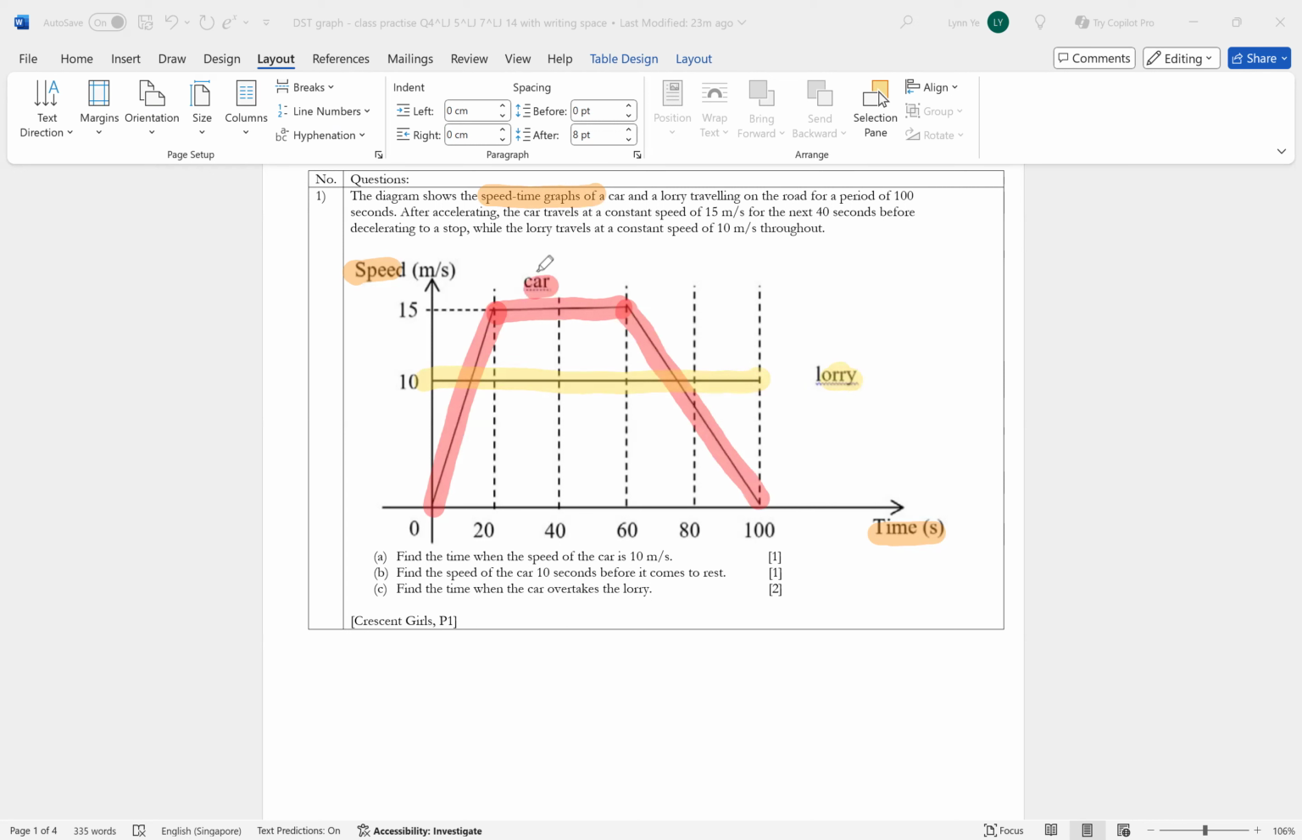Now, what did they say? The key thing is they say that it is for a period of 100 seconds. So let's look at it. Is it really up to 100 seconds? Yes. Can you see here? It's up to 100 seconds. Okay, so that's not really that important yet. So continue reading. What did they say? So 15 meter per second, can you see here? 15 meter constant speed means they're talking about the meter zone for the car. So you must read the question. And then after that, what did they say next?